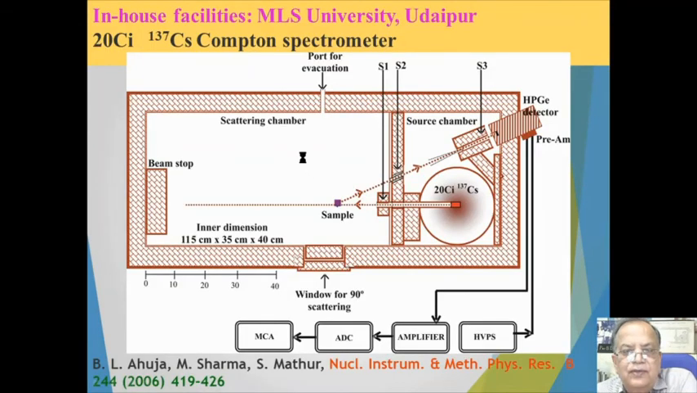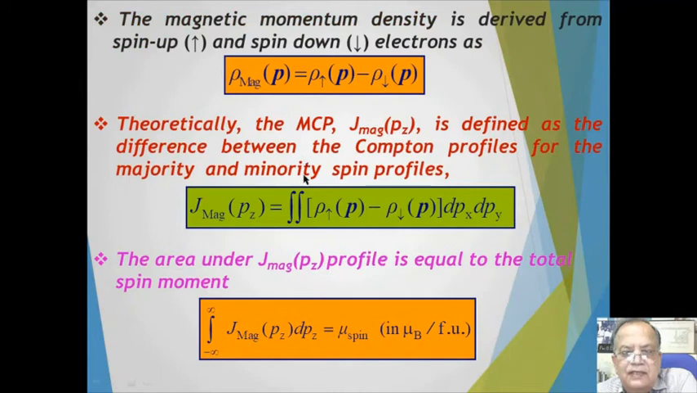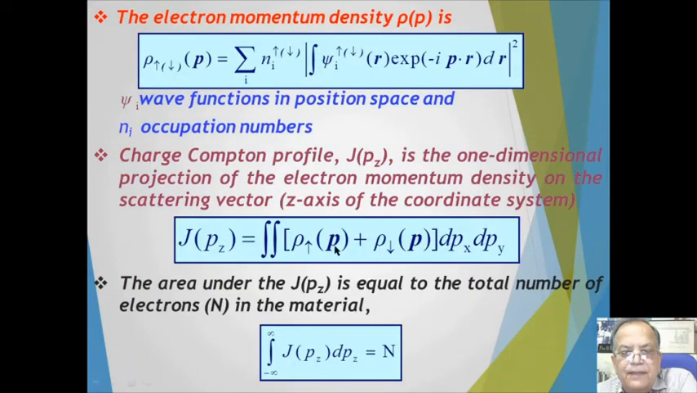Now the beauty of this part is, if you have electron momentum density for spin up and electron momentum density for spin down directions, then if you sum it up, you have the total electron momentum density, and that will lead to the simple Compton profile, that is J(pz).